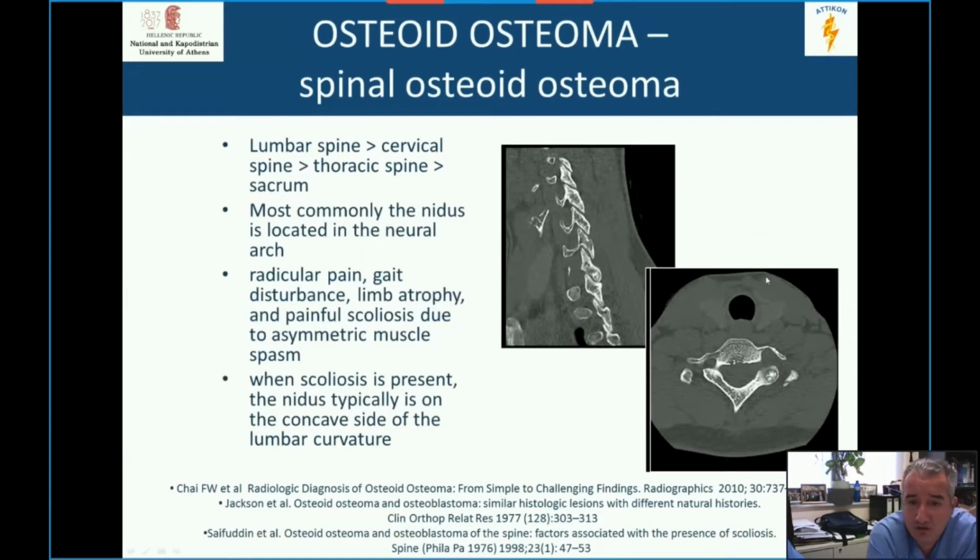Spinal osteoid osteoma is considered one of the two separate subtypes of the lesions. They most commonly are found in the lumbar spine, followed by cervical and thoracic levels, and last but not least in the sacrum. Most commonly in spinal osteoid osteomas, the nidus is located in the neural arch, that means in the posterior parts of the vertebrae. These patients commonly report radicular pain, gait disturbance, limb atrophy, and painful scoliosis due to asymmetric muscle spasm. When scoliosis is present, the nidus typically is on the concave side of the lumbar curvature.